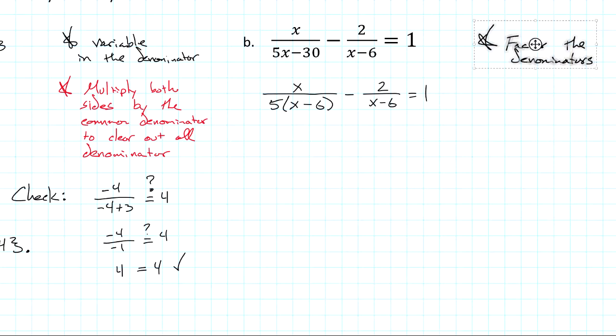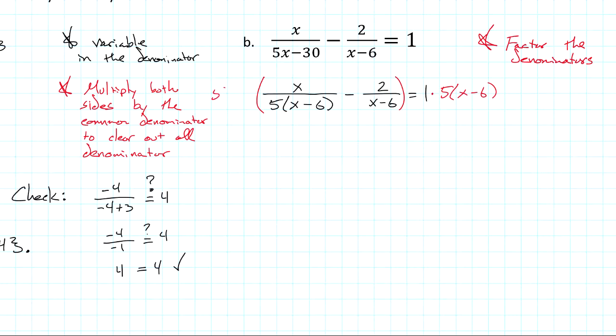Move this a little bit. And now we can do what it says in red there, multiply both sides by the common denominator. And that common denominator is 5 times x minus 6, right? It's the 5 and the x minus 6. We don't need to do the x minus 6 twice. That's a common mistake, so watch out for that. If you multiply by x minus 6 twice, you can get to the answer, but it's going to make it way tougher.